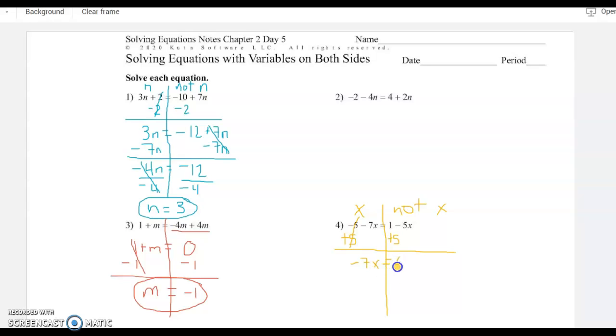1 plus 5 is 6. I still have the minus 5x. So now on the x side, you can see everyone has an x. So now I'm looking at the not x side. Well, I see this x on the not x side, so he's got to move. So to move the entire minus 5x, I would add 5x. What I do on the right, I have to do on the left.